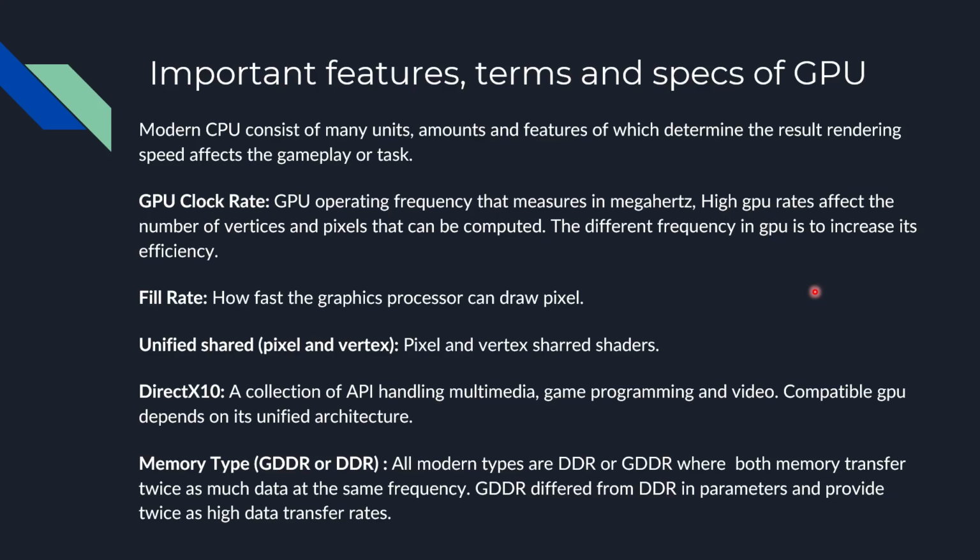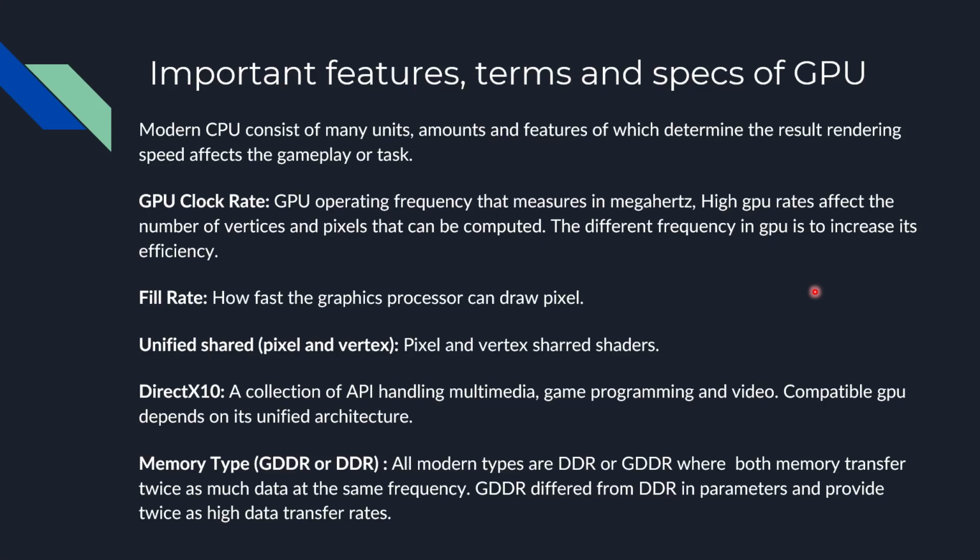Other than that, it's unified shaders, where the pixel shaders and the vertex shaders are unified. And other than that is DirectX 10. DirectX 10 is a collection of APIs handling multimedia, game programming, and videos. Compatible GPUs depend on their unified architectures. So some GPUs would support DirectX 10, or the latest one, which is DirectX 11, or they would support the previous version, DirectX 9.